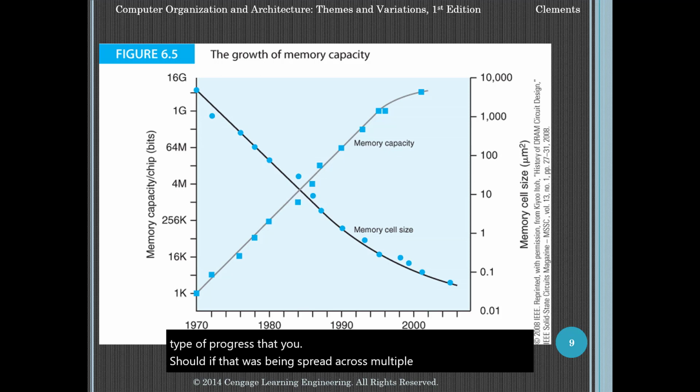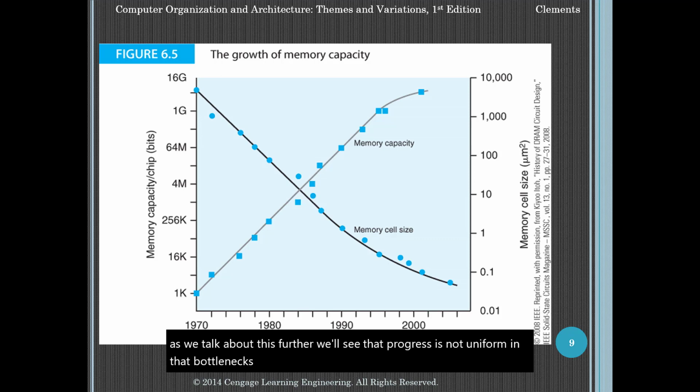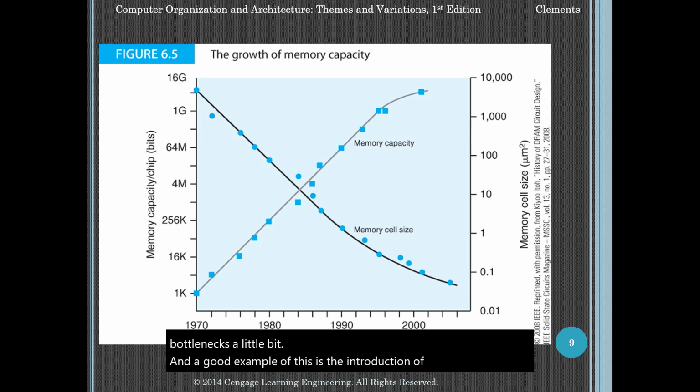And as we talk about this further, we'll see that progress is not uniform and that bottlenecks do develop because some technologies, such as hard disk transfer times, are lagging behind our processor technologies. We'll also look at how processor manufacturers improve CPU organization to help overcome these deficiencies and pick up the slack or loosen those bottlenecks a little bit. A good example of this is the introduction of multi-threaded processors that allow the CPU to switch to another stream of instructions if the current stream is stalled or waiting for some data from memory or from the hard disk.